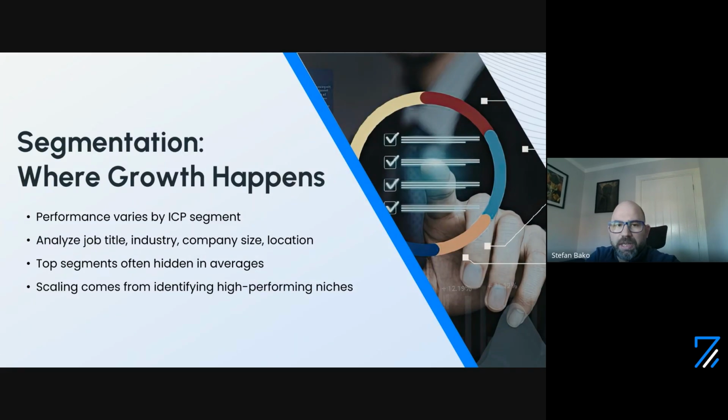Segmentation, so where growth happens. This is one of the biggest unlocks in outreach. So most teams treat their audience as one group, but in reality, it's made up of many smaller segments. Different roles, industries, and company sizes behave differently. So some segments might have double the reply rate than others. But if your average is everything together, you will never see that. So the goal is to break performance down and identify where things actually work.